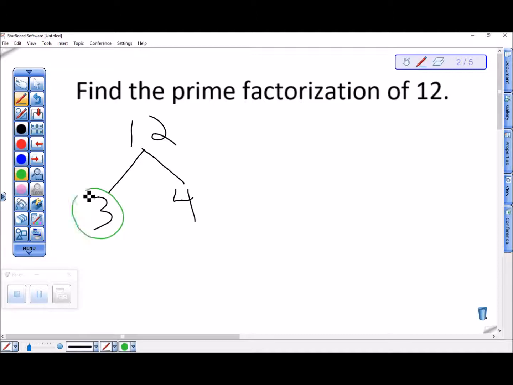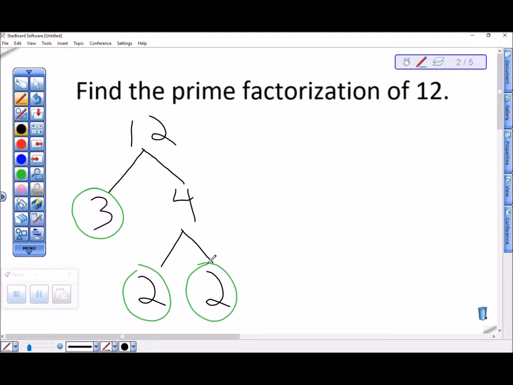Now, 3 is prime, so I'm going to circle it because it's done, but 4 is not prime. I can break 4 down into 2 times 2. Okay, 2 times 2 is 4, and 2 and 2 are prime. So here's my factor tree for 12.